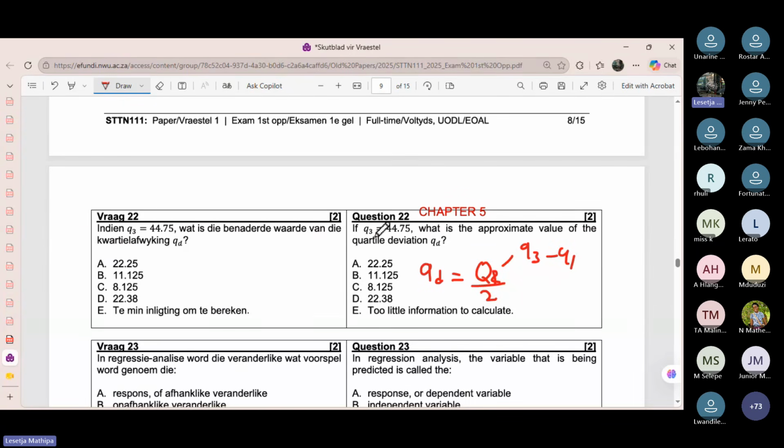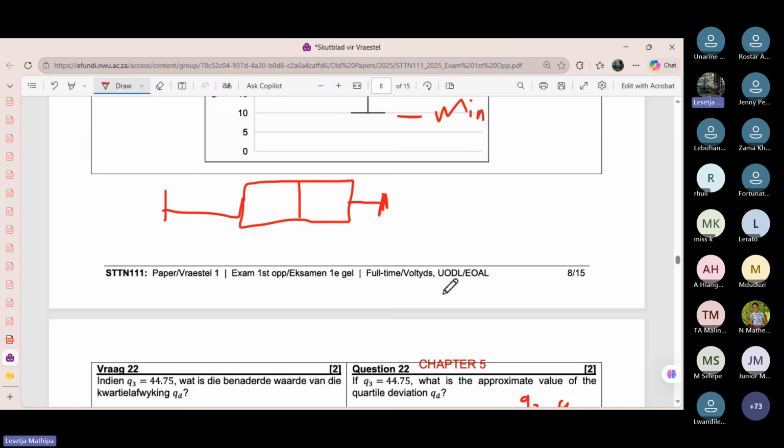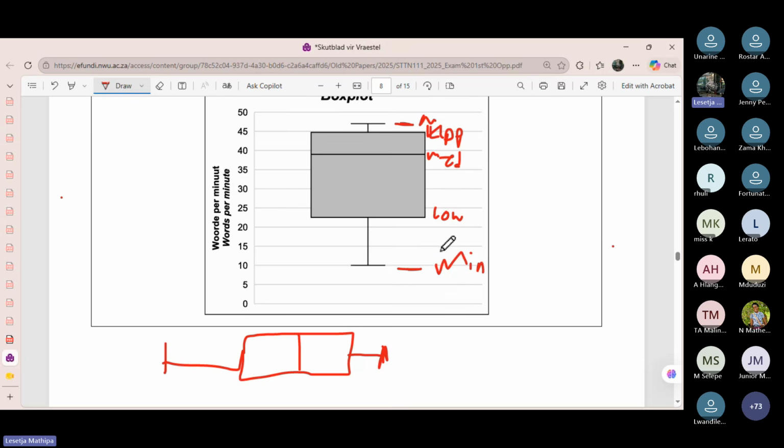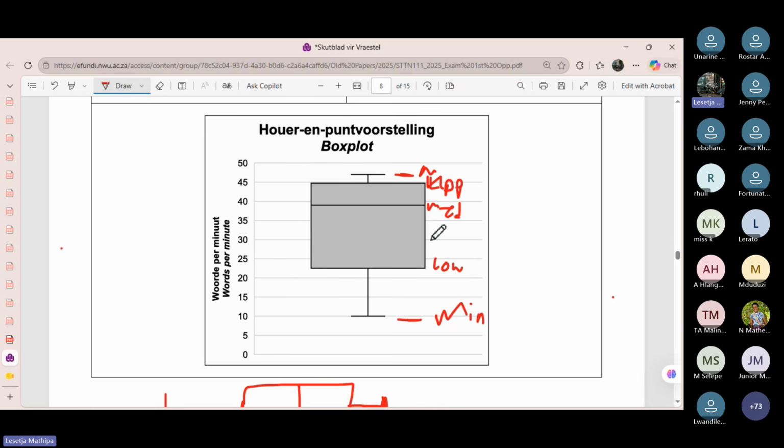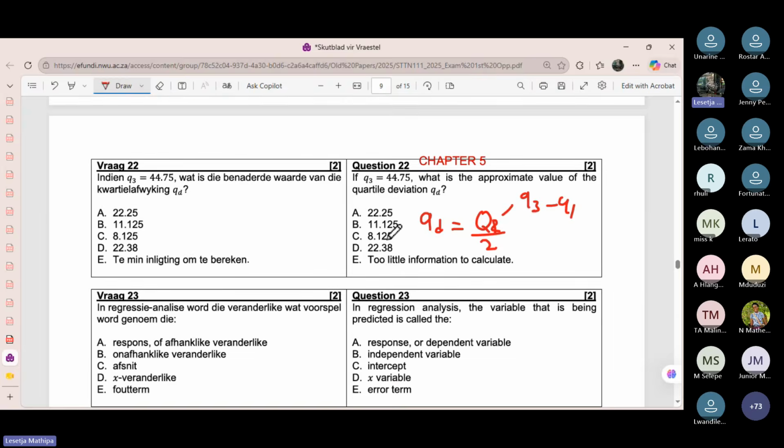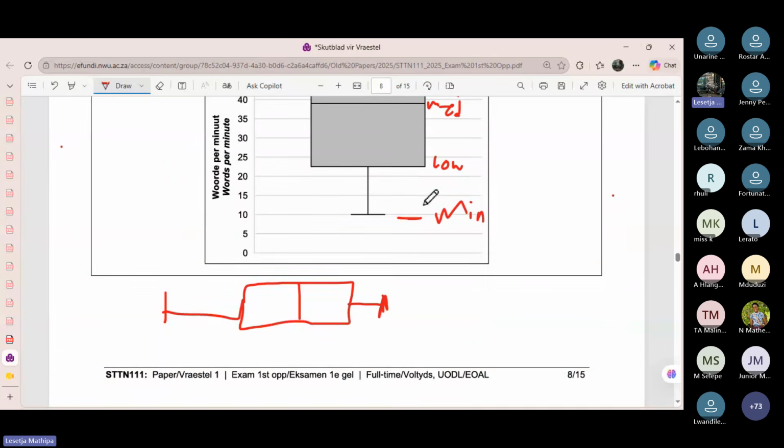Now, we're already given Q3. The only thing we need here is Q1, the first quartile. So how do you get the first quartile? We know that this is the minimum, this is the lower quartile, this is the median, the upper quartile, and the maximum. We already have Q3 as 44.75. Now we need Q1, which is going to be somewhere here, between 20 and 25.